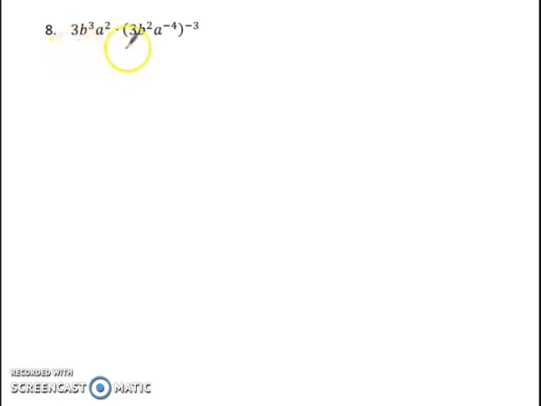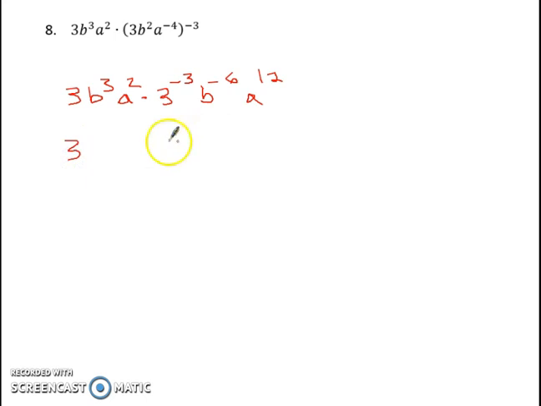Okay, so first things first, I see that I have 3b to the 3rd times a to the 2nd, and then over here in parentheses we have some a's and b's, but we have raised to the -3rd power. The first thing I'm going to do is multiply in the exponent. So that's going to give us a 3 to the -3, a b to the -6, and then an a to the +12 power.